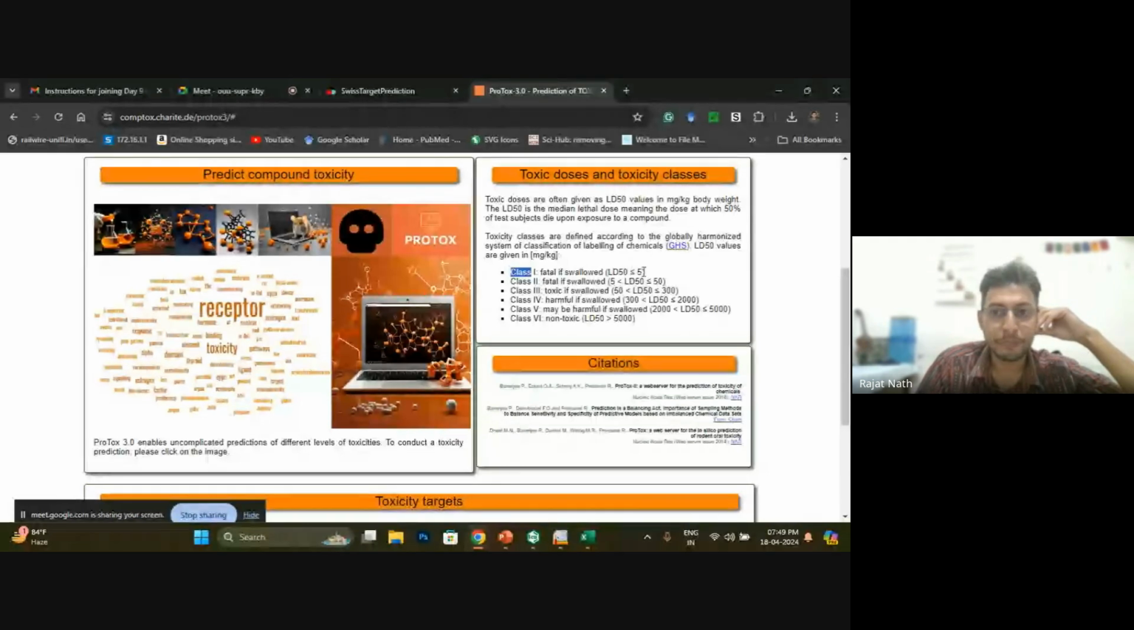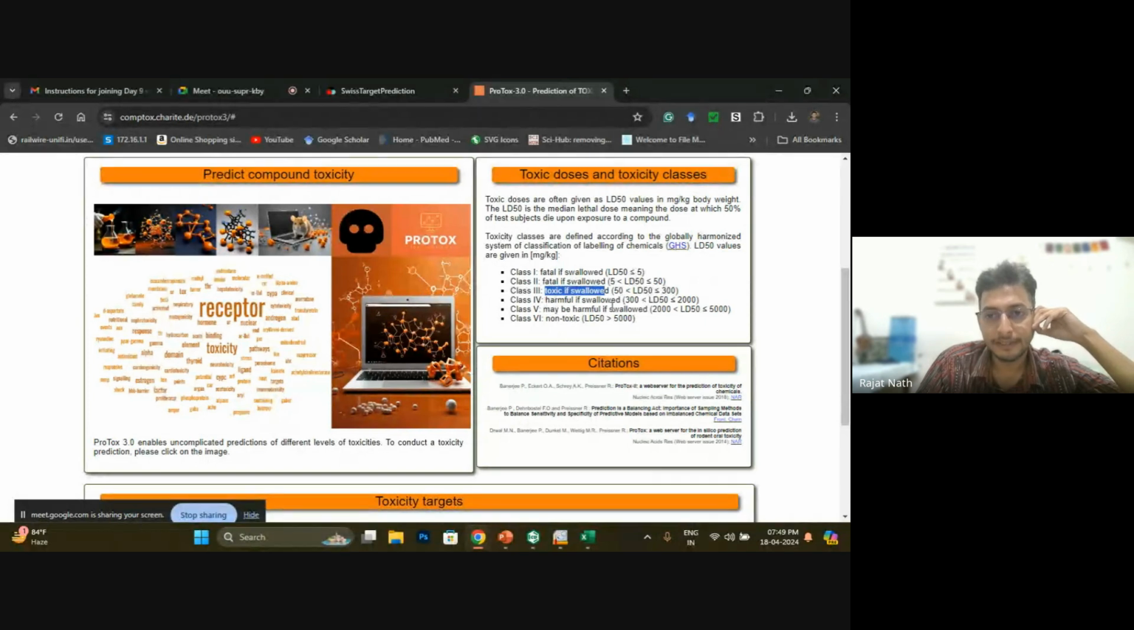Class 2 is fatal if swallowed. Its LD50 is more than 5 but less than or equal to 50. Class 3 is toxic if swallowed. Its LD50 value is higher than 50 but equal to or lower than 300.